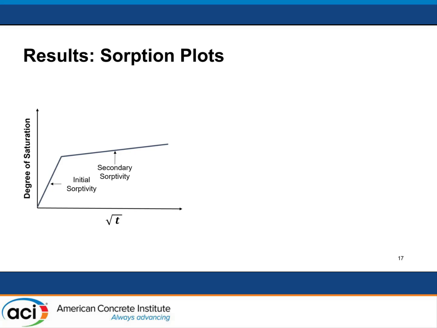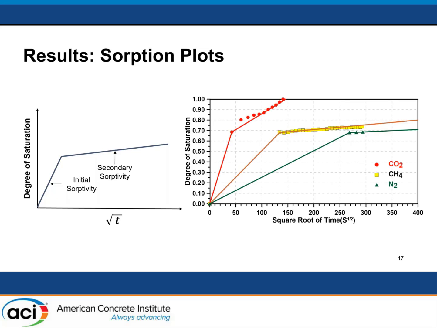And so at the beginning of this, I talked about sorption plots. So I went ahead and was able to make those for each of the gas-filled systems. So we know that secondary sorptivity cannot occur until initial sorptivity has ended. So I used that to then, from the voids I extracted, those are my largest void systems. So that's what I'm interested in when it comes to the secondary sorption part of this plot.